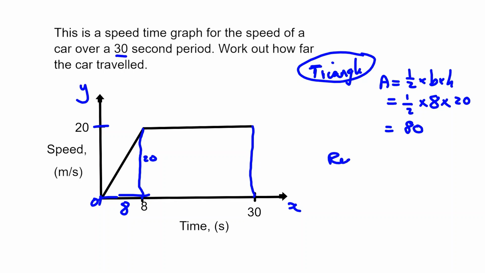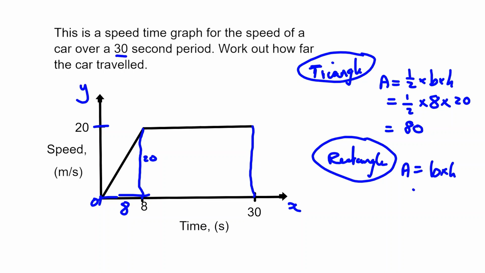The rectangle, well, this is even easier, it's just base times height. So area equals base times height. The height is 20, that's the easy bit. But we have to be careful here, because our base is not 30. We start at 8 and go up to 30, so that's a distance of 22. So 22 times 20 gives me 440.